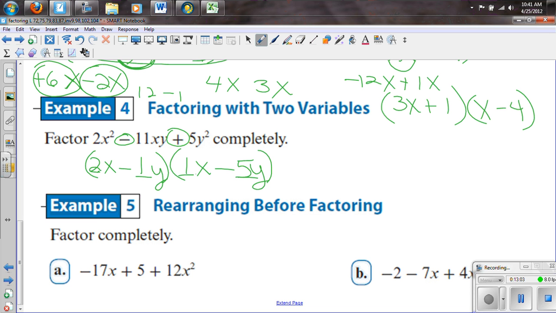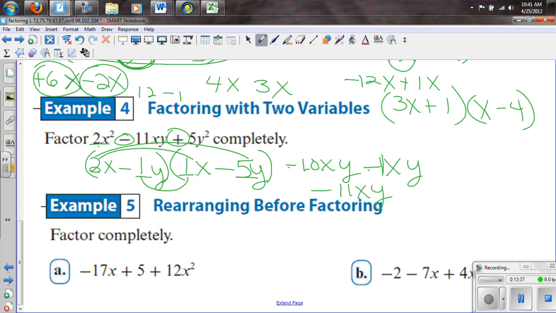2x times x is 2x squared. So I did the first. The outside, 2x times negative 5y, is negative 10xy. And on the inside I have a negative 1y times 1x, which is a negative xy. So negative 10xy minus 1xy is negative 11xy, because negative 10 and negative 1 is negative 11. So there's our middle term.